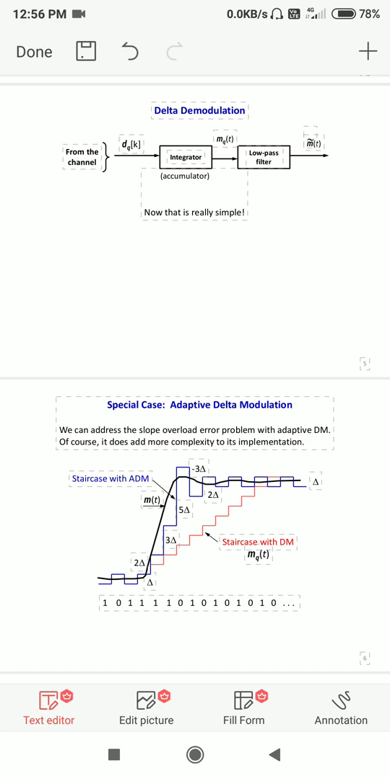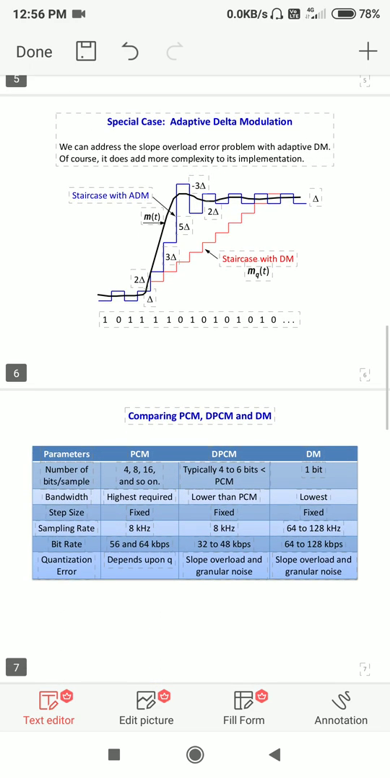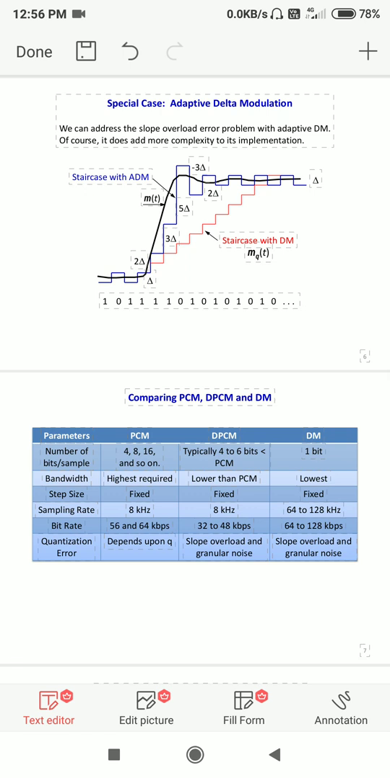Now there is one more technique called adaptive delta modulation. Here the working is same, only the difference is the change in step size delta. We can address the slope overload error problem with adaptive delta modulation. It does add more complexity, but it is a more accurate encoding technique.